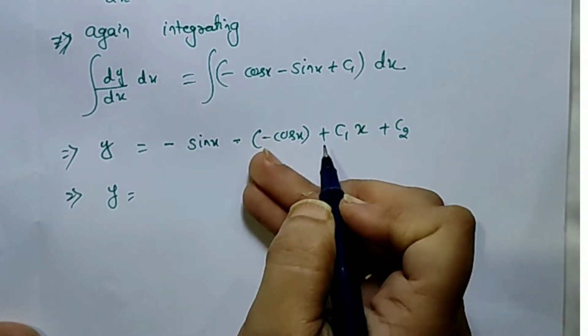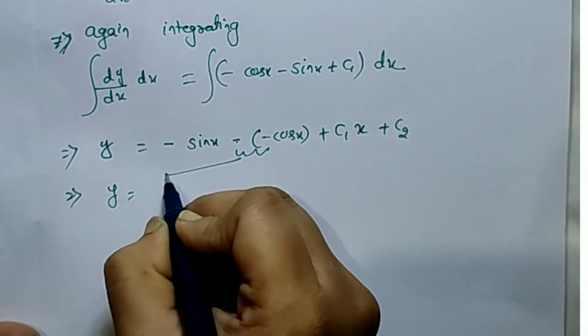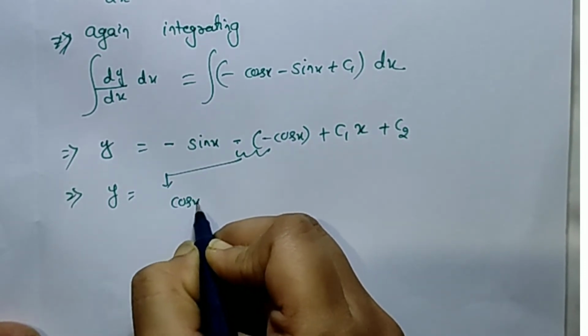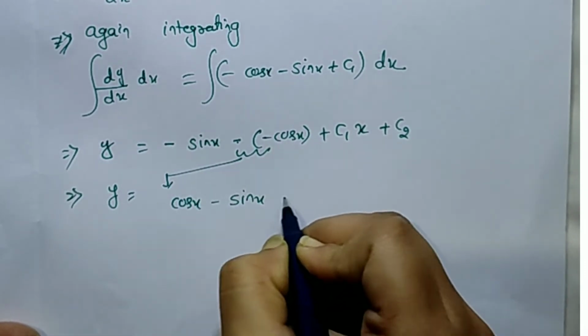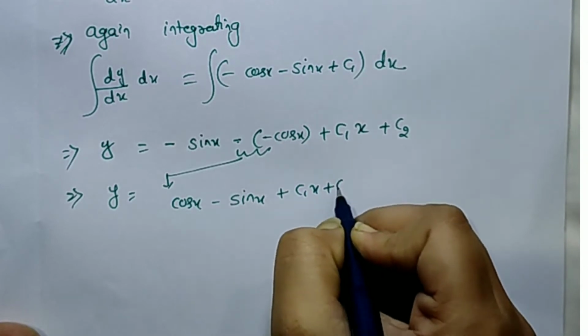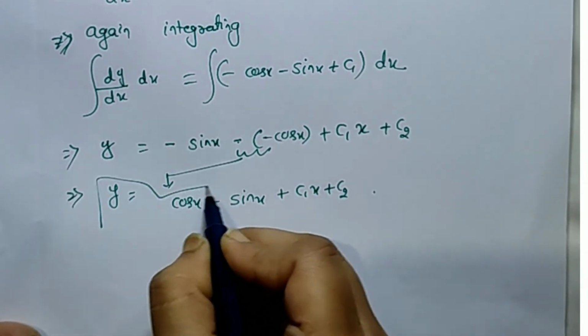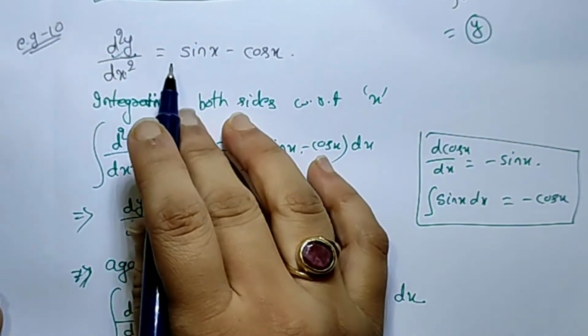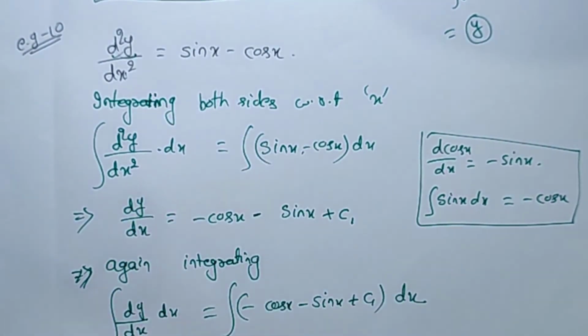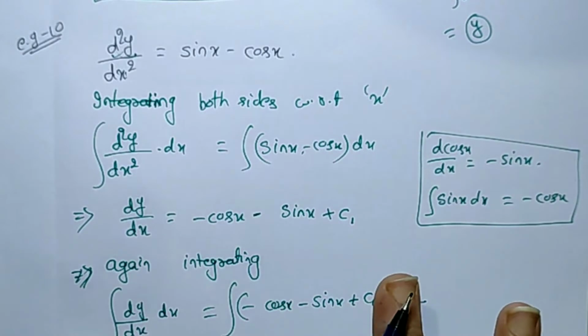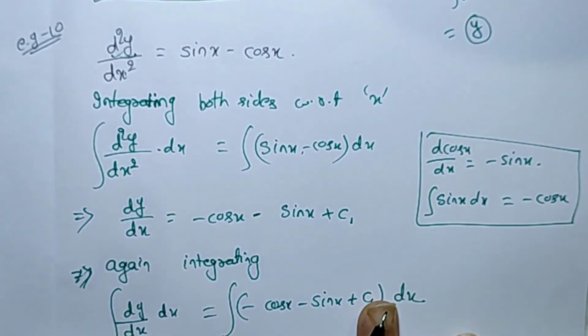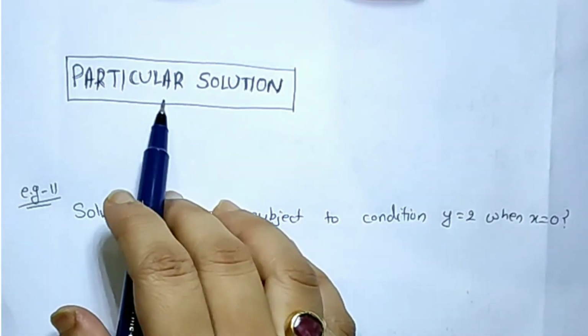We can write this term at the front as cos x minus sin x plus c1x plus c2. This is the solution to our given differential equation. Clear? This is the type 2 differential equation. Okay, let's move on. The next topic is particular solution.